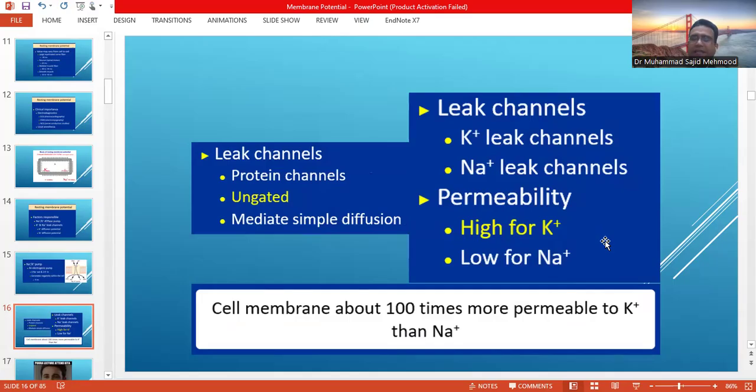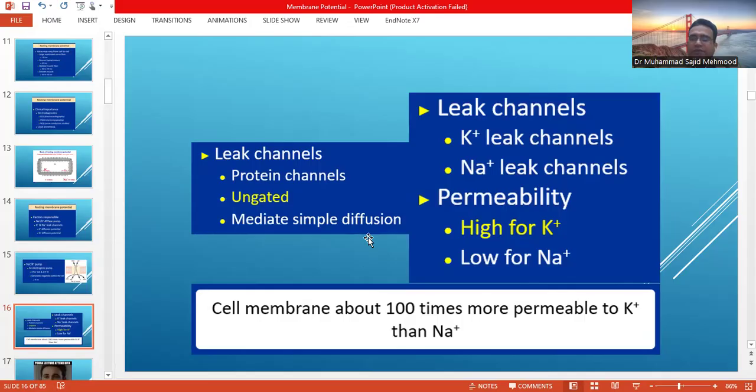Then there are the leaky channels, which are very important. We have discussed voltage gated channels and ligand gated channels. There are also leaky channels present within the cell membrane. The leaky channels are simply mediated by simple diffusion, so whenever the concentration of the ion is higher, it will cause greater movement of the substance across the membrane.